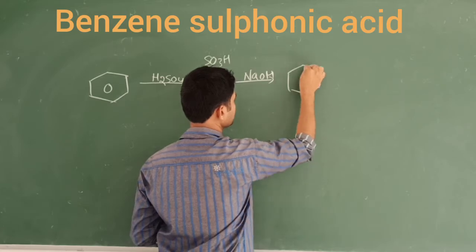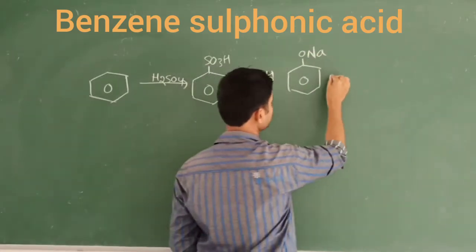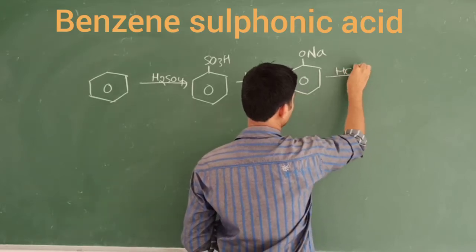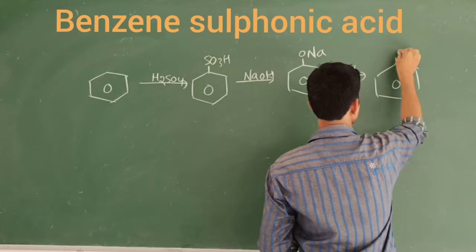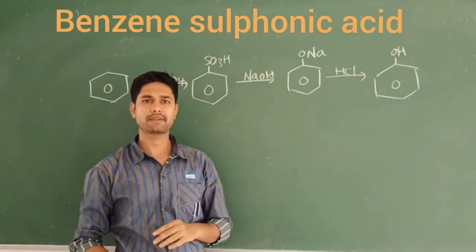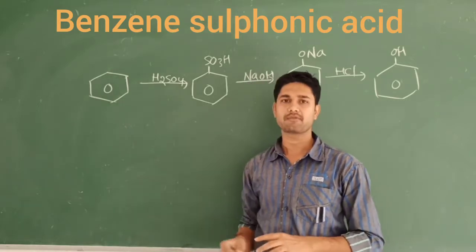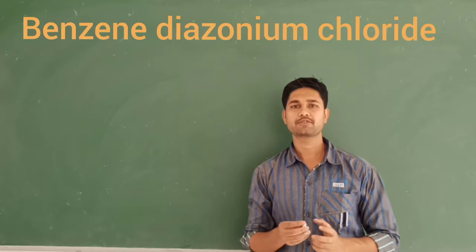We are going to obtain the sodium phenate, and on further acidification with hydrochloric acid, we are going to obtain the phenol compound. So this is a simple method of preparation of phenol from benzene sulfonic acid. The next method is the preparation of phenol from benzene chloride.